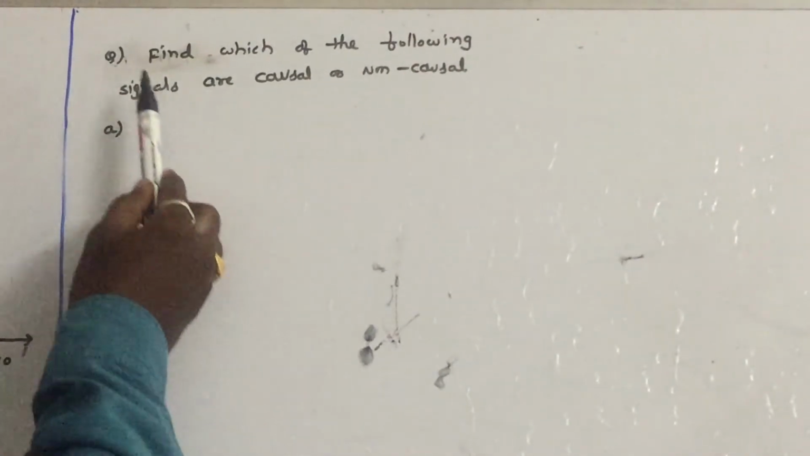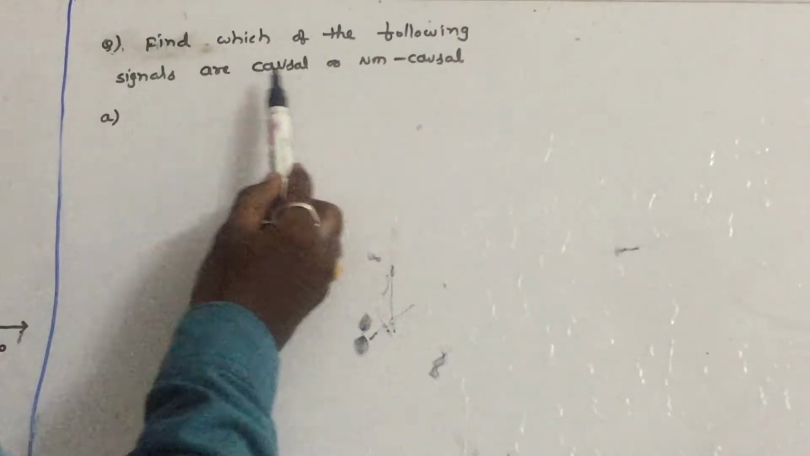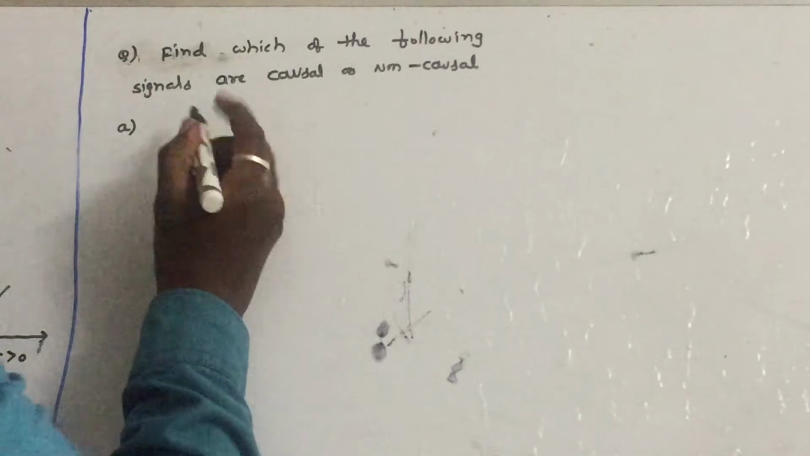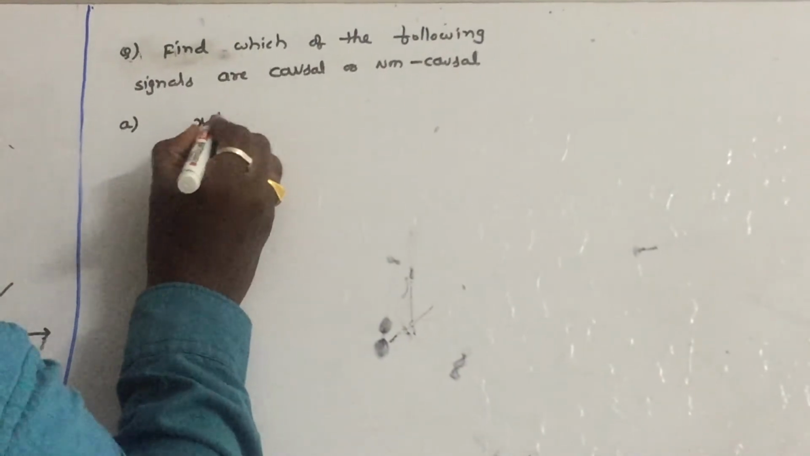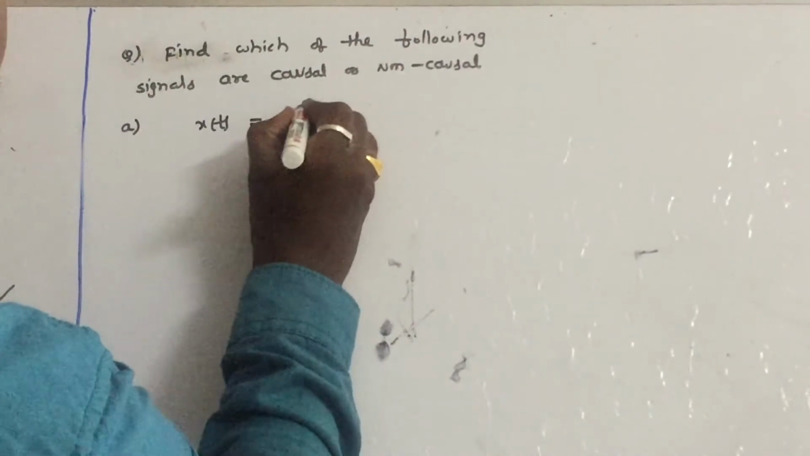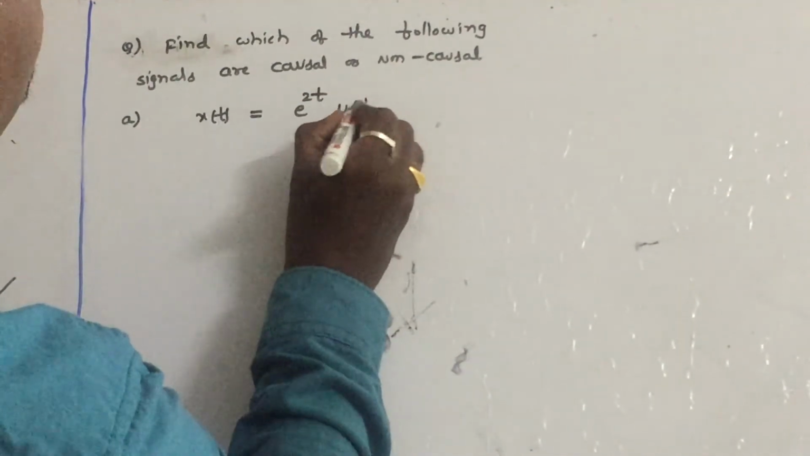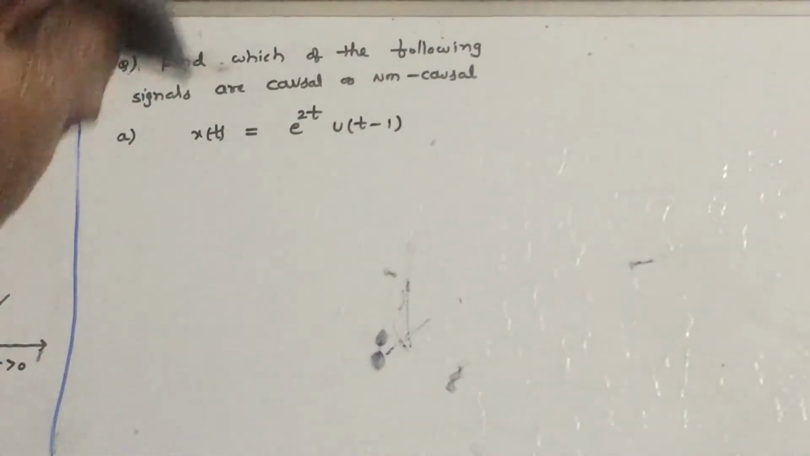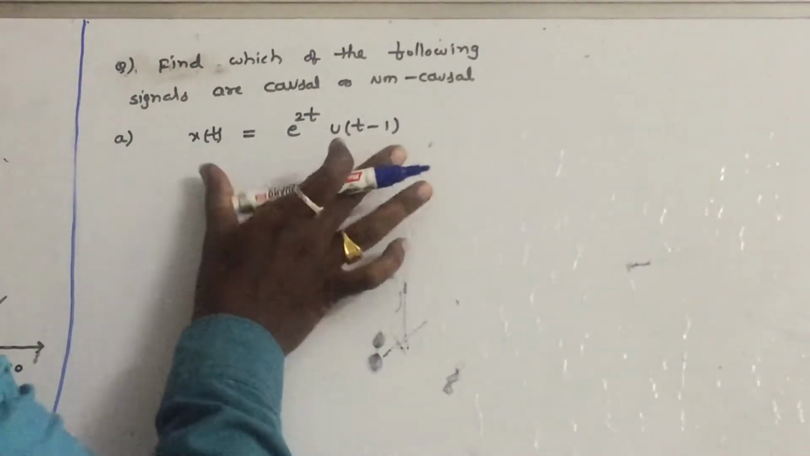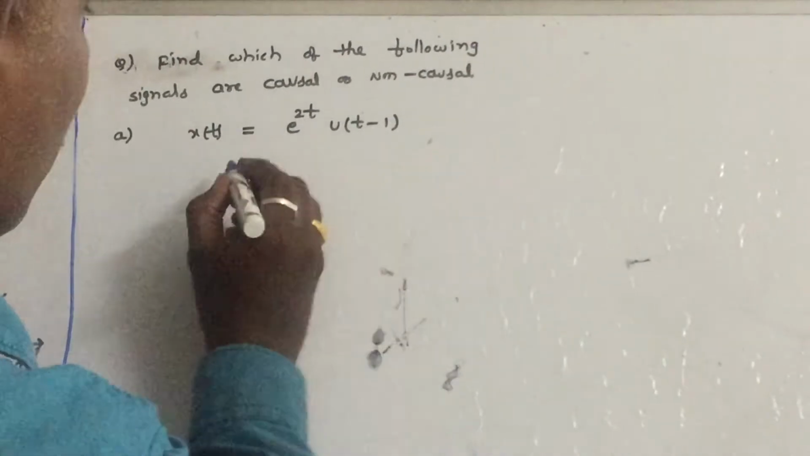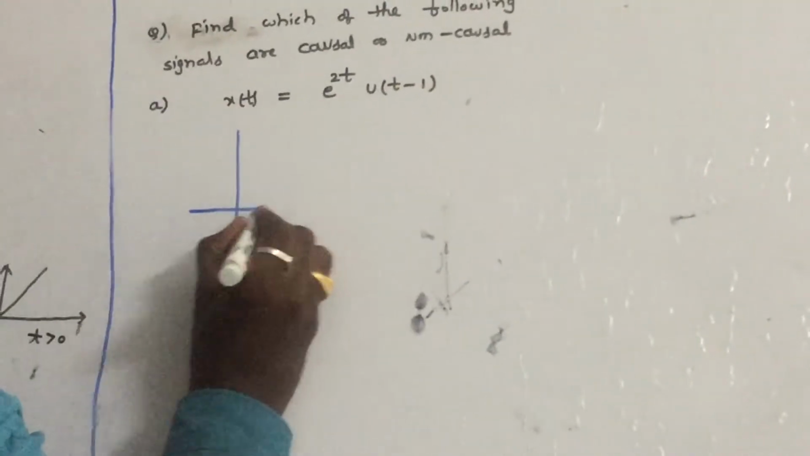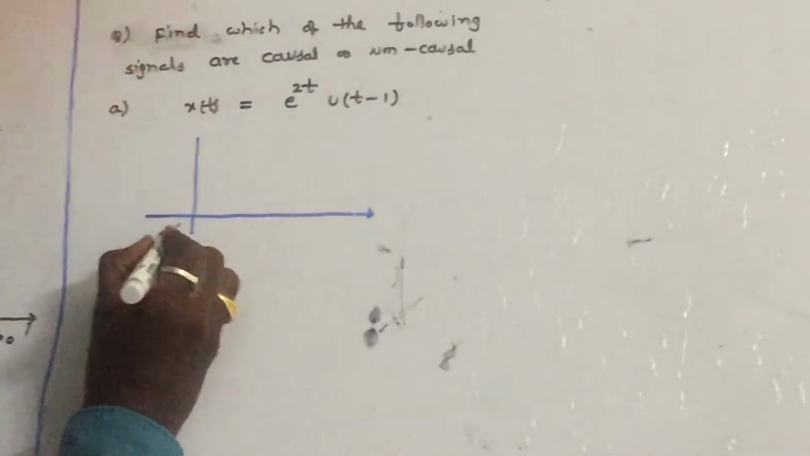Let us see this question. Find which of the following signals are causal or non-causal. Let us see these examples. First, question number A, x of t is equal to e power 2t into u of t minus 1. Let us see what kind of signal this is, causal signal or non-causal signal. Let us draw the diagram of this.